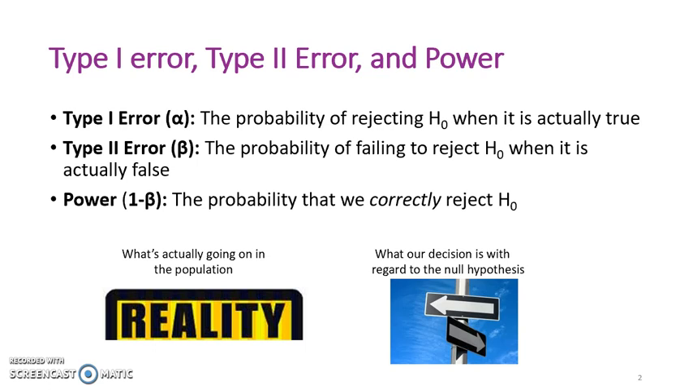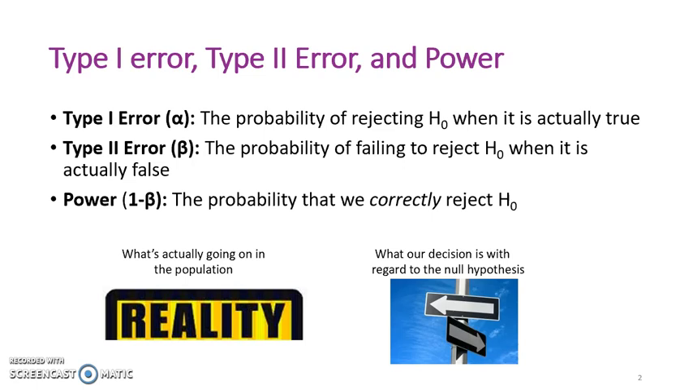To recap, we don't have access to the population, or reality. Yet we are going to try to infer things about reality and the population from our sample and make a decision about the null hypothesis. So we'll either reject or we'll fail to reject the null hypothesis. We aren't going to know if we made the right decision. We could have made the right decision, but we could have made the wrong decision about the null.